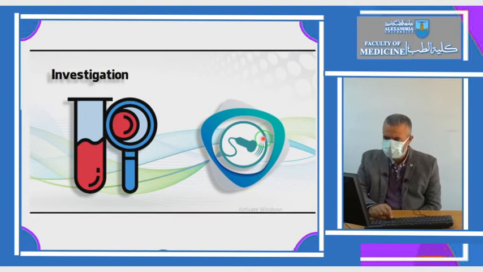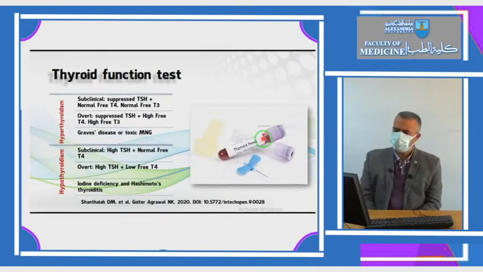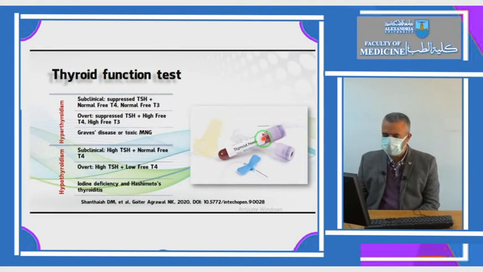Going back to investigating a case presenting with a goiter. The first would be ordering thyroid function tests, which may reveal either hyperthyroidism or hypothyroidism. For hyperthyroidism, it may be considered subclinical in the presence of suppressed TSH with normal free T3 and normal free T4. It may be considered overt in the presence of suppressed TSH, high free T3 and high free T4. And this may be present in patients with Graves' disease or toxic multinodular goiter or toxic adenoma.